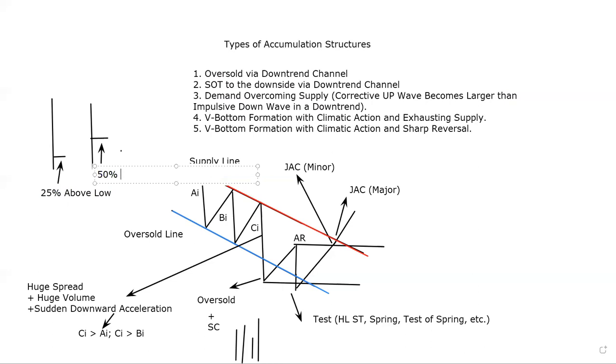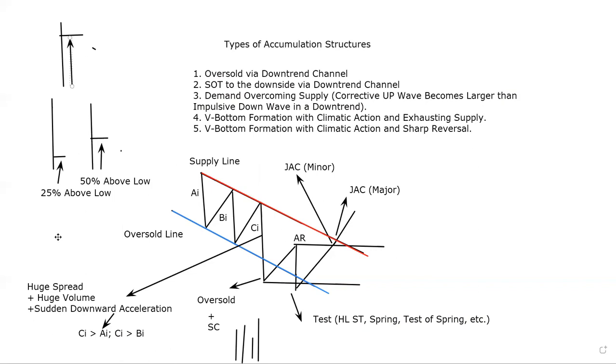50% above low. Okay. Got it? Or it will close like this, or it will close like this bar. Okay. It will come down and then it will shoot up like this. Got it? So there's a huge supply and it should have a larger spread. These are the three criteria where the bar should close.